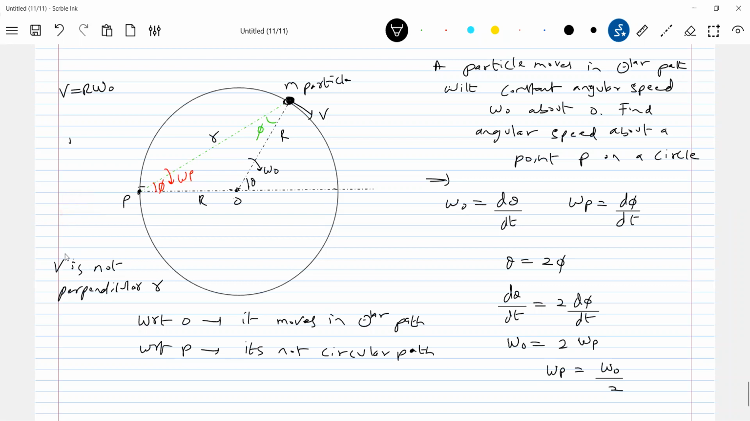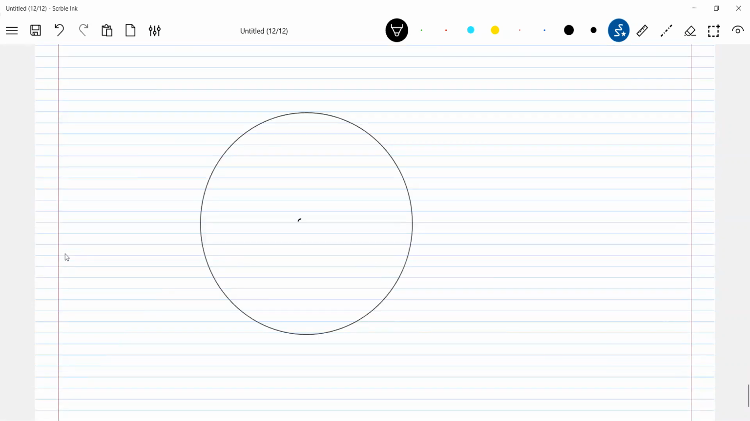At the same time, V bar is perpendicular to R bar. Are you getting it? Now, with respect to any point, I can define the circular motion. Sir, why only one point? So let's do one thing.